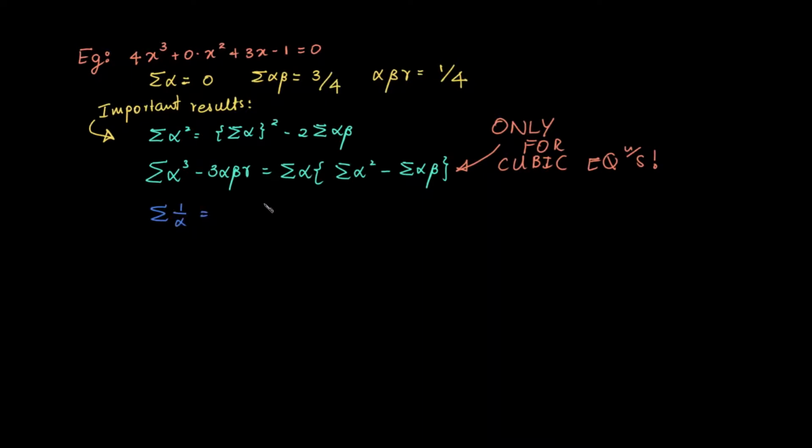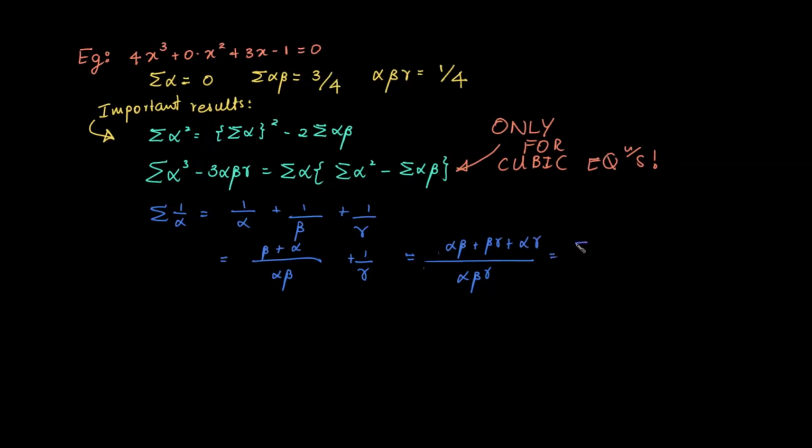Alright, so we must also discuss sigma 1 over alpha, that is 1 over alpha plus 1 over beta plus 1 over gamma. So let's simplify taking the LCM in the denominator. So when you finally simplify it, you get sigma alpha beta over alpha beta gamma, because alpha beta plus beta gamma plus alpha gamma is nothing other than the sum of the product of the roots in pairs. So that's an important result. You can derive it at the exam. Don't need to memorize this stuff.